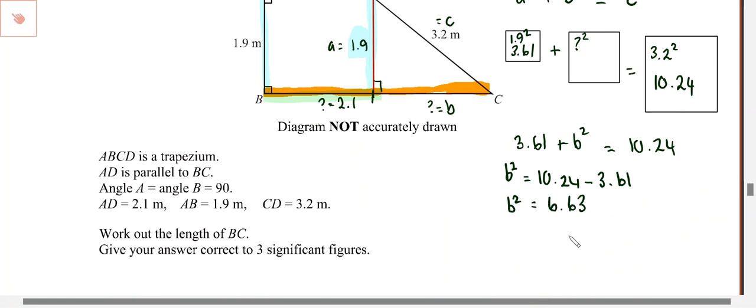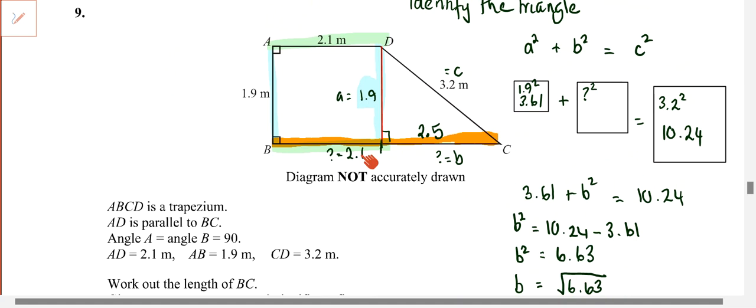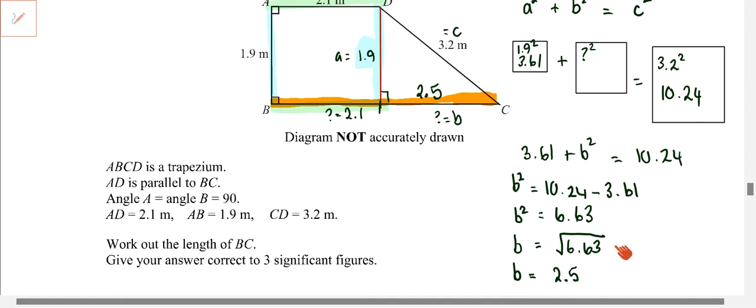Now what do we do? Square root. So B is the square root of 6.63, which is 2.5. Okay, so I think this one is 2.5. Just checking, does that make sense? That's 2.1, 2.5, 3.2, 1.9. Wait, how did you read that? Square root of 6.63?